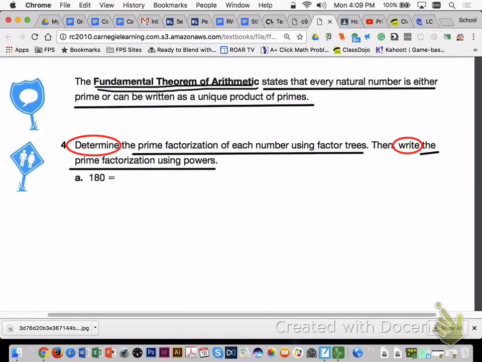Please turn to page 58. The fundamental theorem of arithmetic states that every natural number is either prime or can be written as a unique product of primes. Please answer number 4, letters A through C with your group.